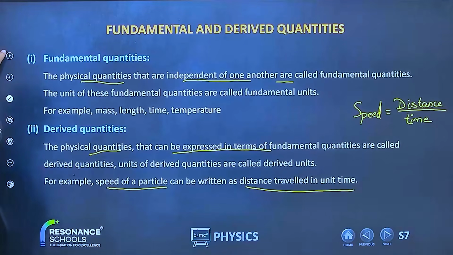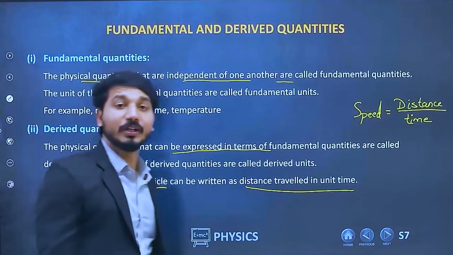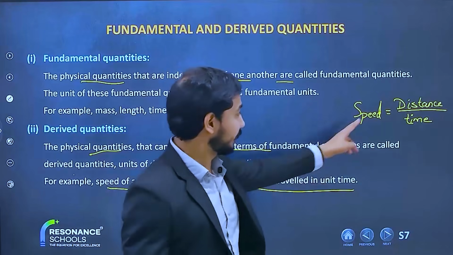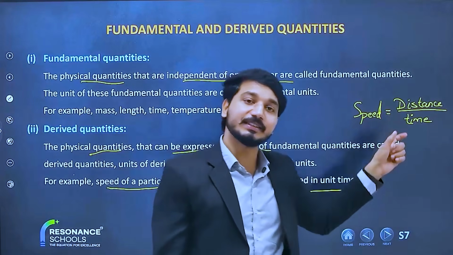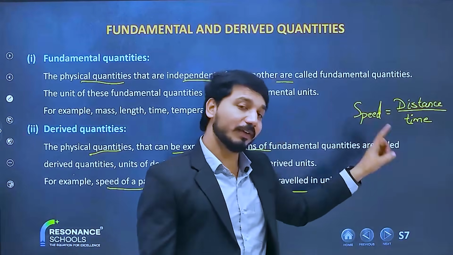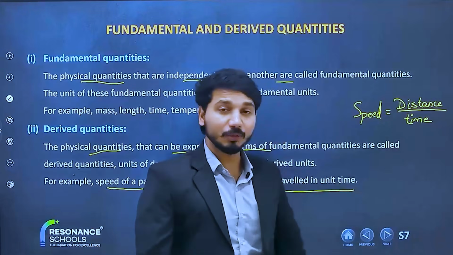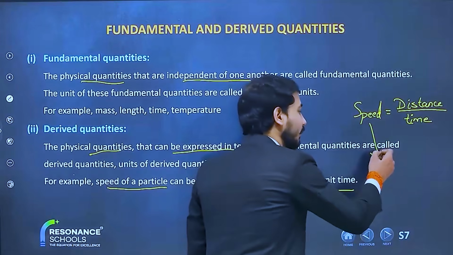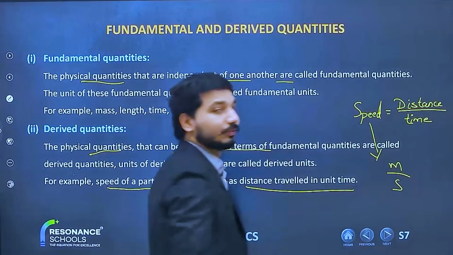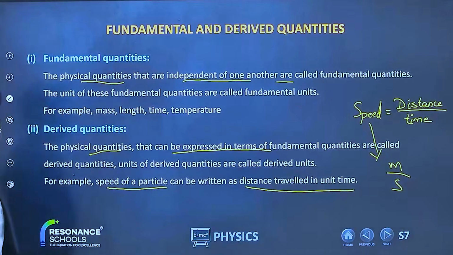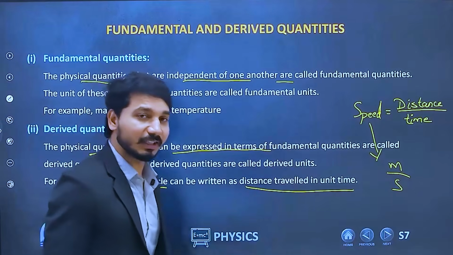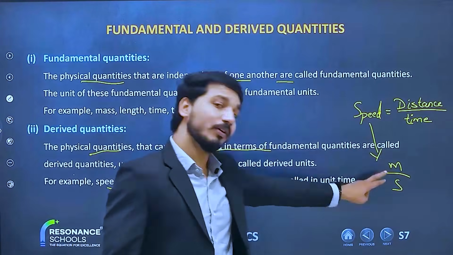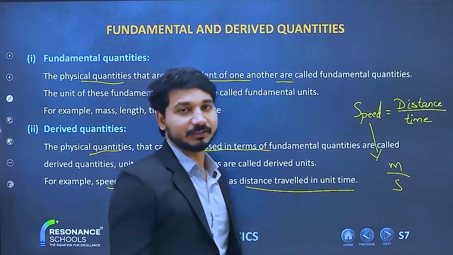So speed is equal to distance by time. How is it a derived quantity? Speed is distance by time. Distance is a length and the unit of length is meter, and the SI unit of time is second. So the SI unit of speed will be meter per second. That is why it is a derived quantity, because we are deriving it from the fundamental quantities themselves, right?